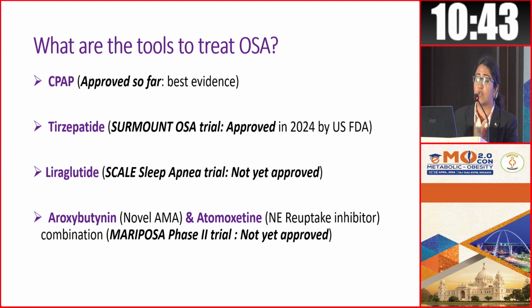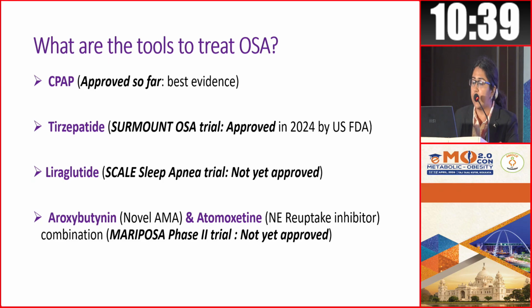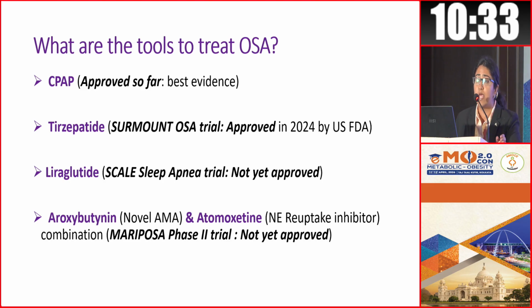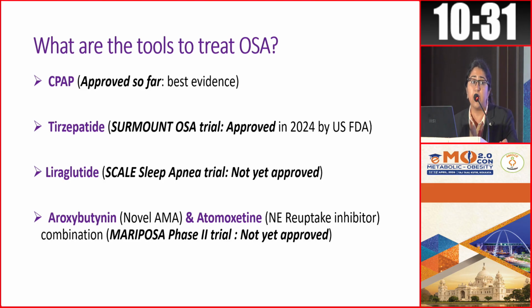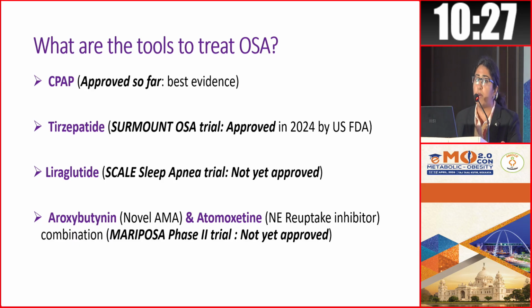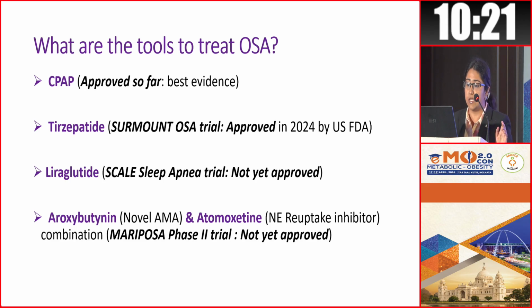And the new drug which is in the pipeline for the treatment of OSA is aroxybutynin, a novel antimuscarinic agent, and atomoxetine, an SNRI. This combination has undergone a trial called the MARIPOSA trial, the phase 2 data of which has already been published. However, it has not been approved yet, as the phase 3 data is still pending.